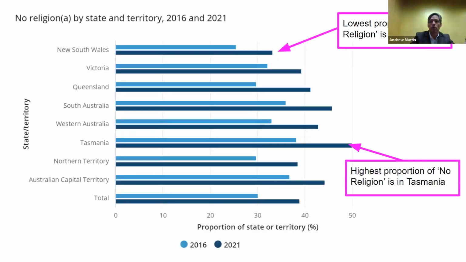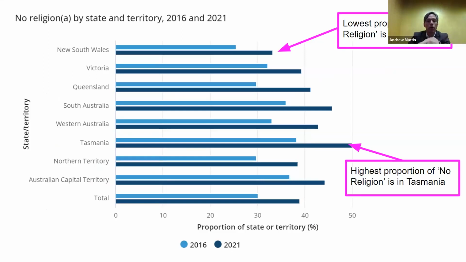And here's what secularism looks like. So 2016 is light blue, 2021 is dark blue. You can see state by state here. So this is no religion. New South Wales has actually the lowest proportion of people who say no religion on the census. See Victoria, their dark blue line goes for longer. That means that more people in Victoria are saying no religion.